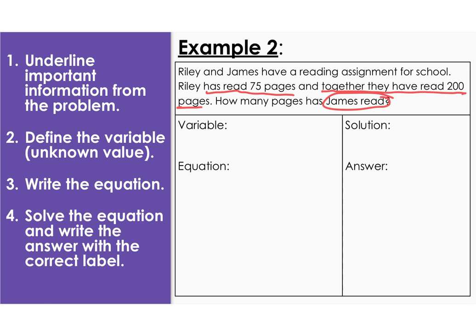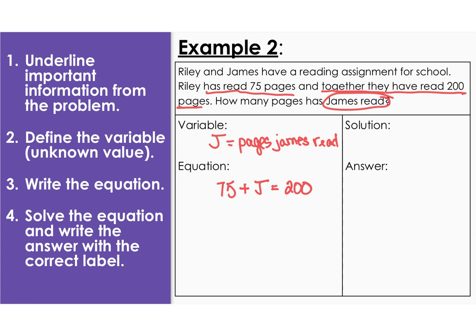So let's think about this. Our variable, we can write J equals, let's say, pages James read. So together they have to read 200 pages. Right now, Riley has read 75 pages. I'm going to add what James has read, and that needs to equal 200. So that is our equation.